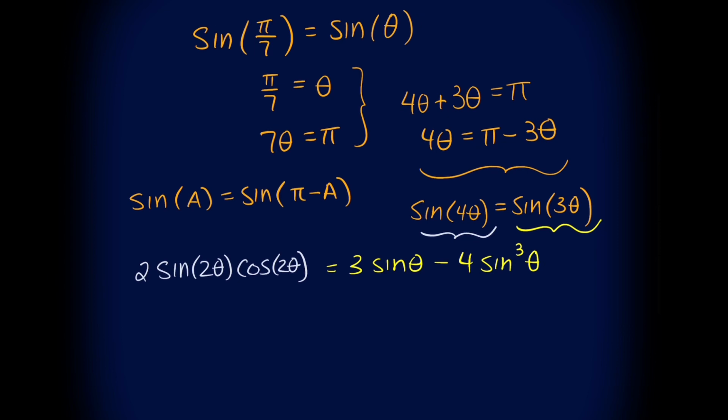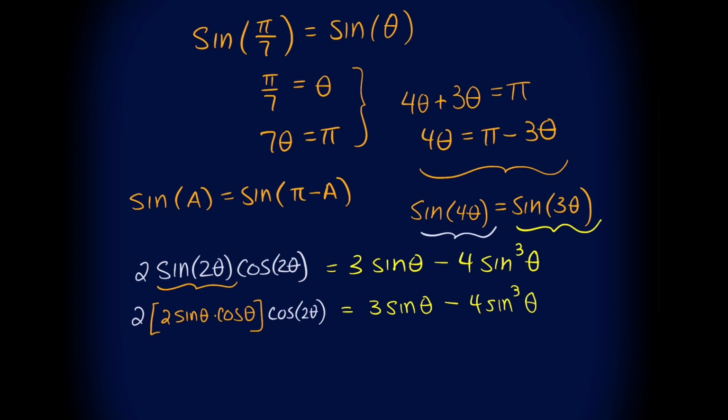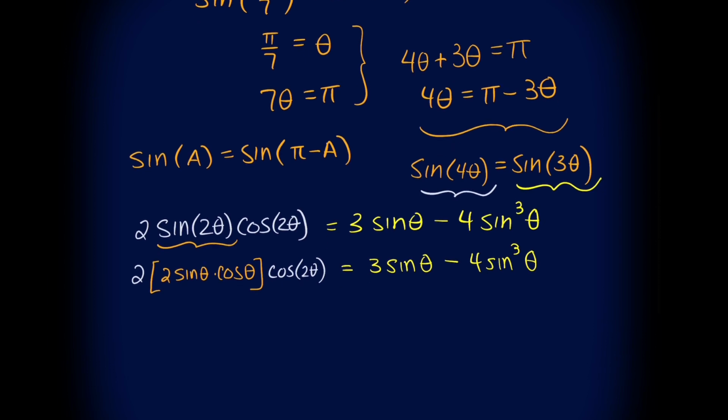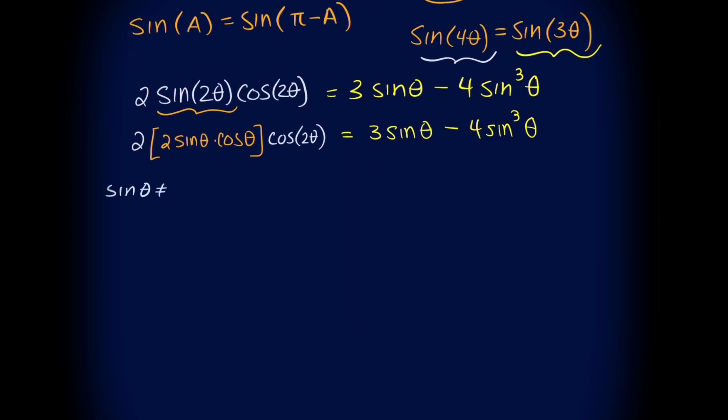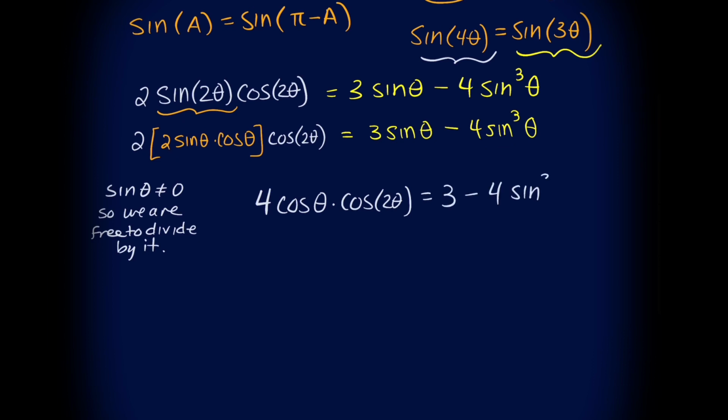And once I do that, I can then notice that each side of the equation could be divided out by a value of sine of theta. And the reason that we're allowed to divide by sine of theta on both sides is because sine of theta is not equal to 0 in this case. So, dividing both sides by sine of theta, we get 4 cosine theta cosine 2 theta equals 3 minus 4 sine squared theta.